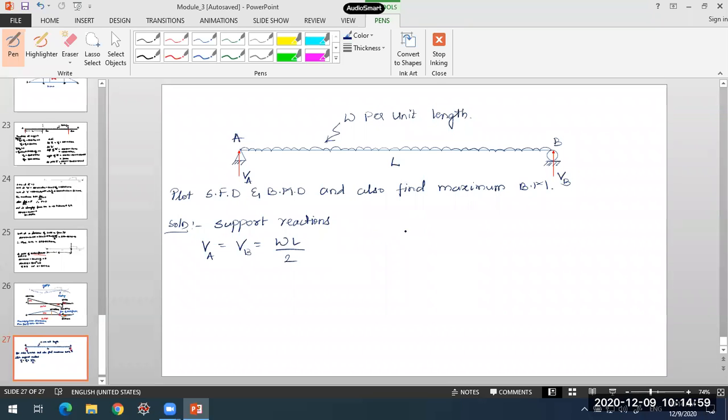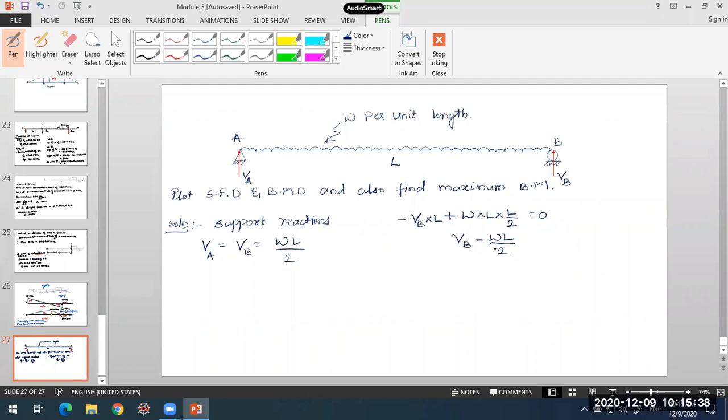If you apply the two conditions of equilibrium, you'll come across this. Suppose you find the reaction VB by taking moment about A: VB into L, minus, anticlockwise, plus due to UDL, it is W per unit length into the total length L, spread over a length L, where it will act exactly at the center, so into L by 2, should be 0. So this tells you that VB is equal to W into L upon 2.